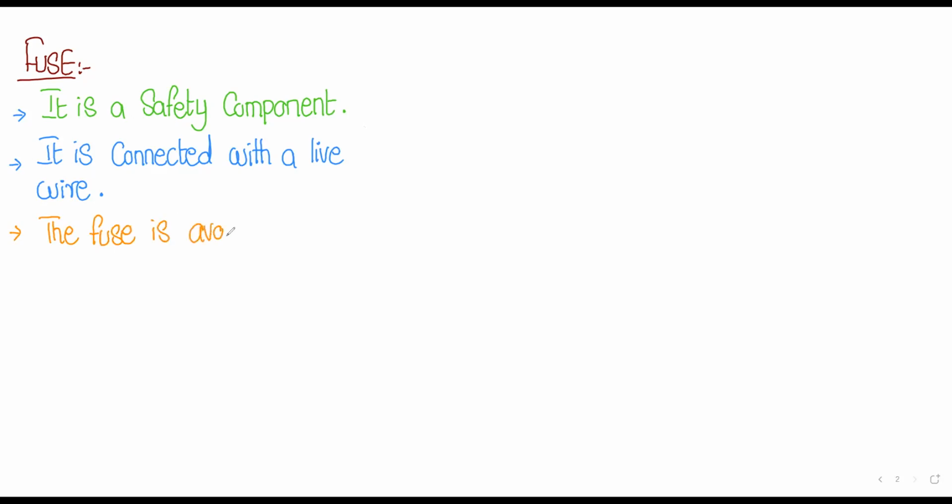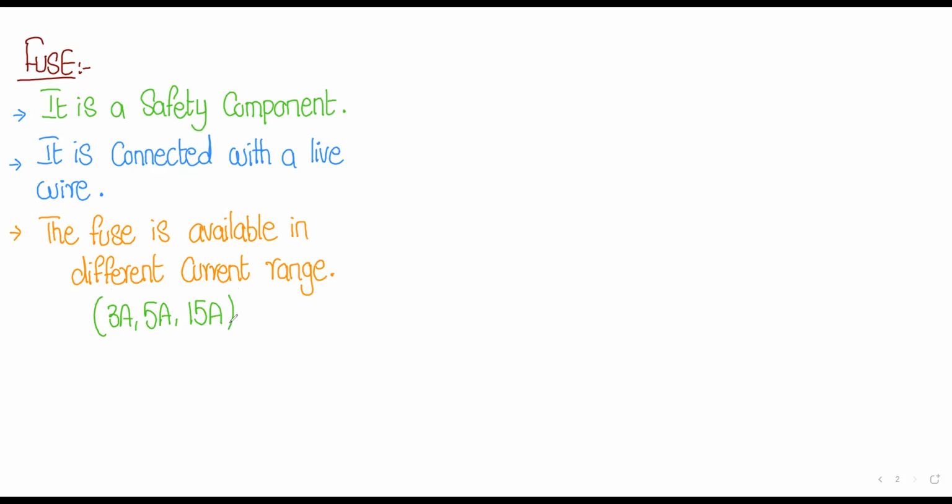Fuse is available in different current ranges, and those ranges are normally 3 ampere, 5 ampere, 15 ampere. It can be anything. Yes, there are multiple ranges of fuses depending upon the devices we are using in our houses or in our buildings.